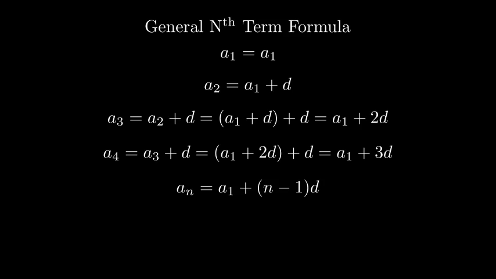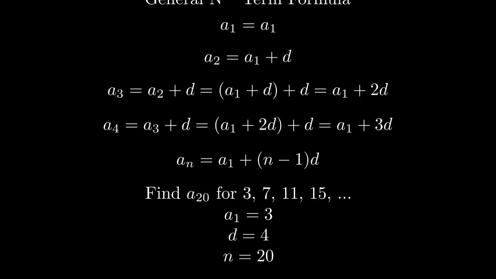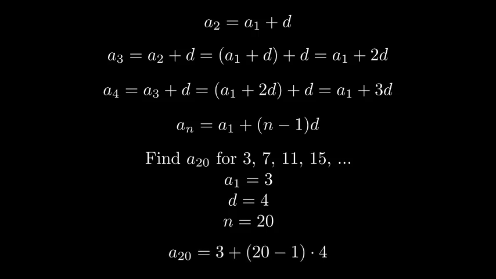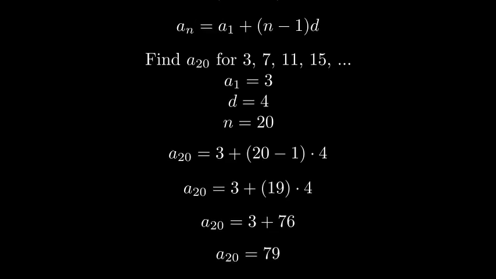Let's use this formula to find the 20th term of our example sequence, 3, 7, 11, 15. We need to find a sub 20. We know the first term, a sub 1, is 3, the common difference, d, is 4, and the term number n is 20. Now we just plug these values into our formula. A sub 20 equals 3 plus the quantity 20 minus 1 times 4. This simplifies to 3 plus 19 times 4. 19 times 4 is 76, so a sub 20 is 3 plus 76, which equals 79. So the 20th term in this sequence is 79. Much faster than writing them all out.